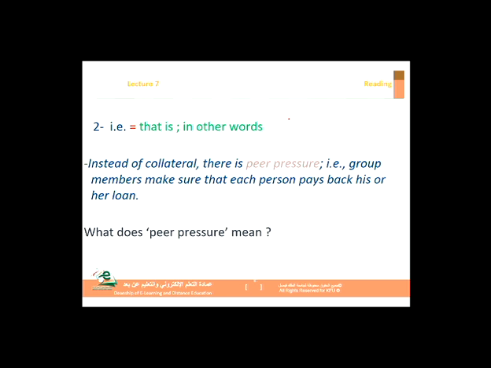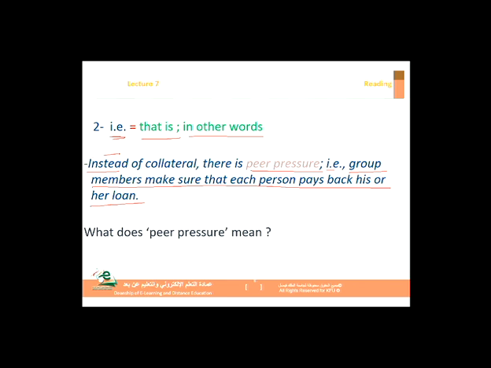All right, so we have another example of i.e. Remember, it means "that is" or "in other words." Instead of collateral, there is peer pressure. Now we want to know what peer pressure means. You might know that a peer is like a friend or person at the same stage, same level. So that is, group members make sure that each person pays back his or her loan.